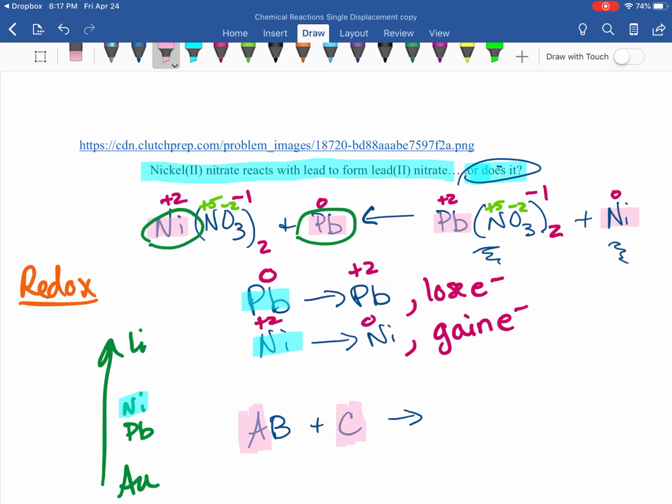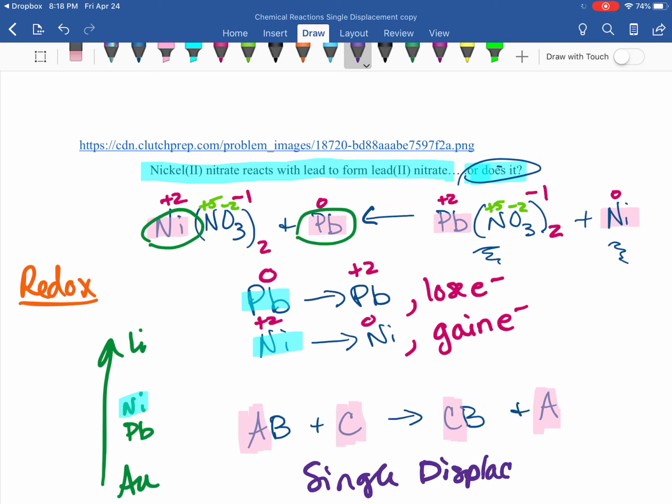And if you want to follow a pattern, I like to write it like this. A lot of textbooks write them this way. So how do you know which two to compare? You're always comparing the single, and you're comparing the cation, or the first one. And then what do you end up with? You're going to see if your C ends up bonded and your A ends up all alone. So that is the general structure for our single displacement.